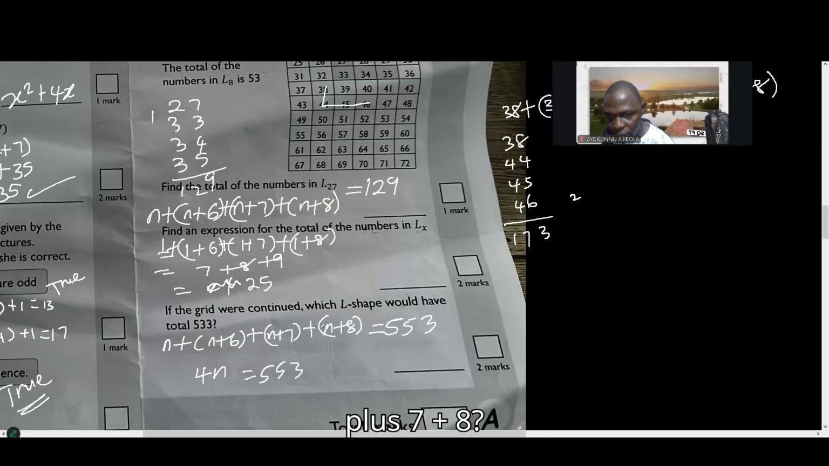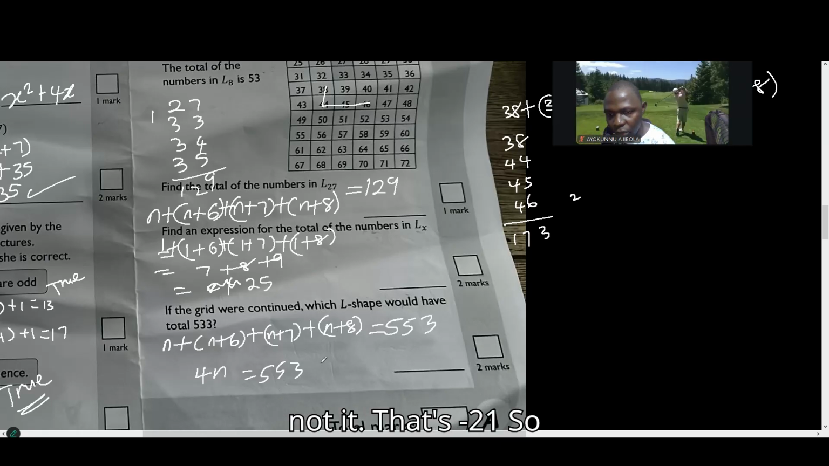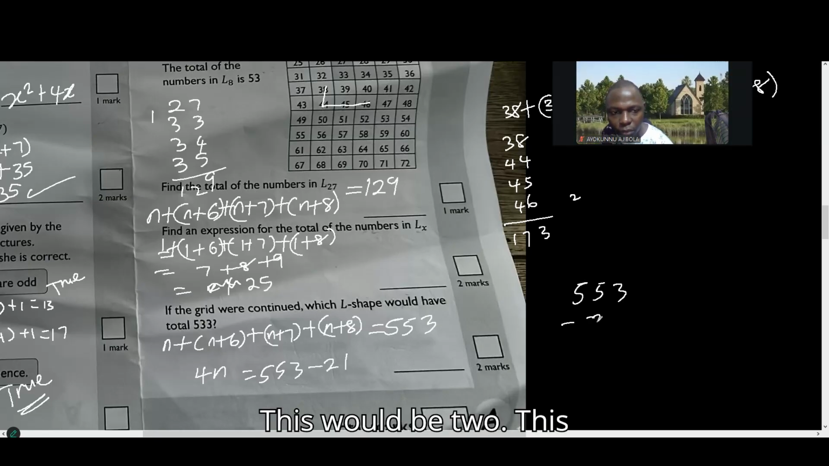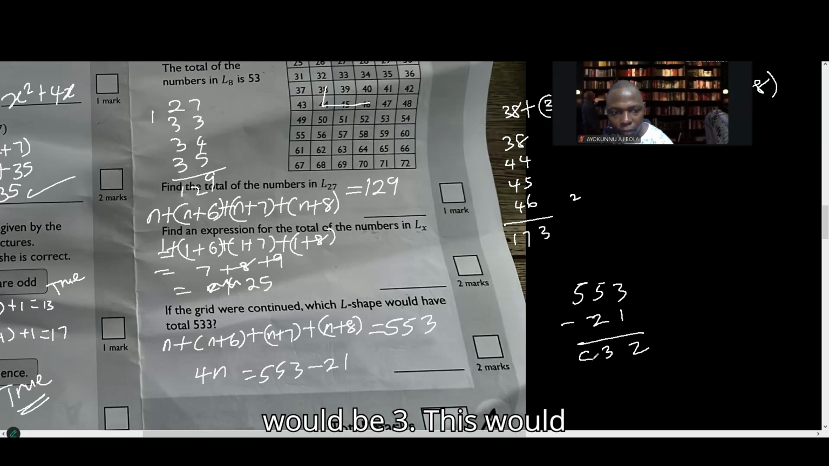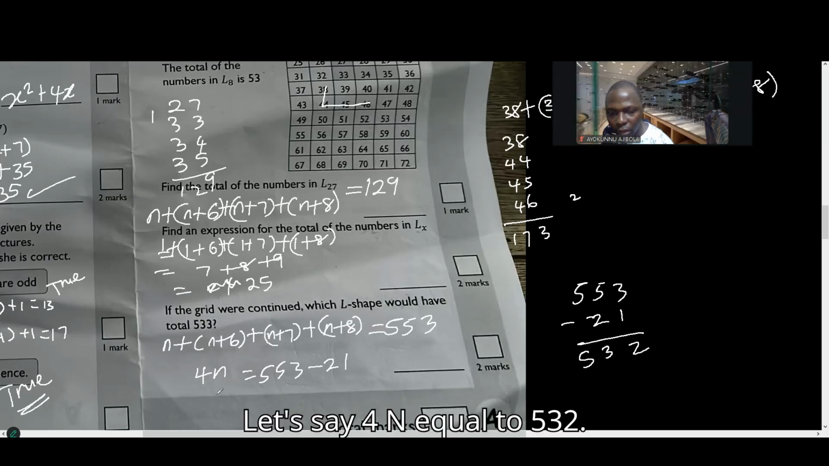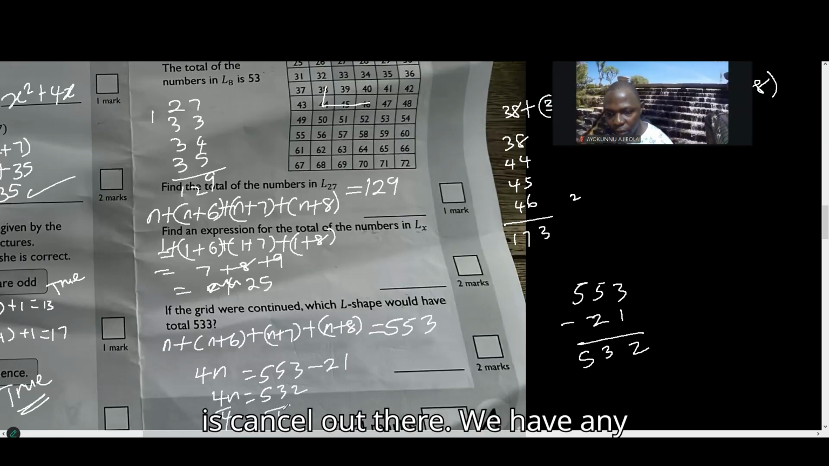6 plus 7 plus 8 is 21. So that's minus 21. So 553 minus 21: this would be 2, this would be 3, this would be 5, 3, 2. So let's say 4n equals 532. Let's find n. Divided by 4, divided by 4.